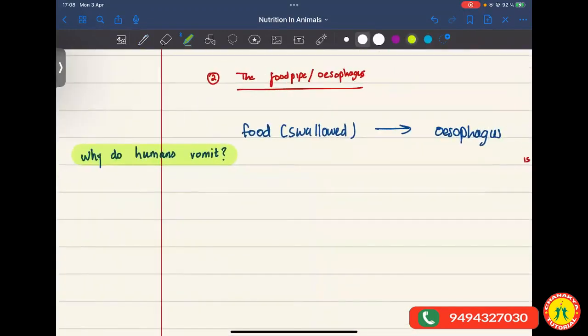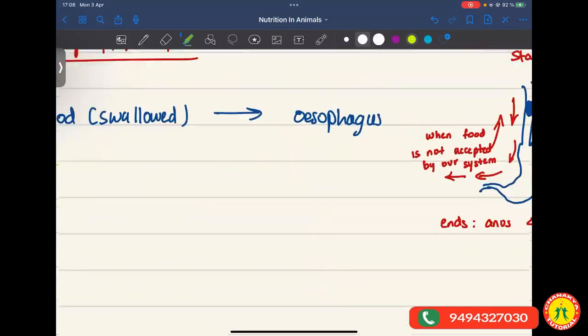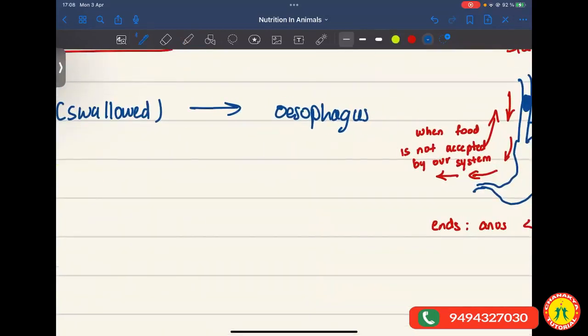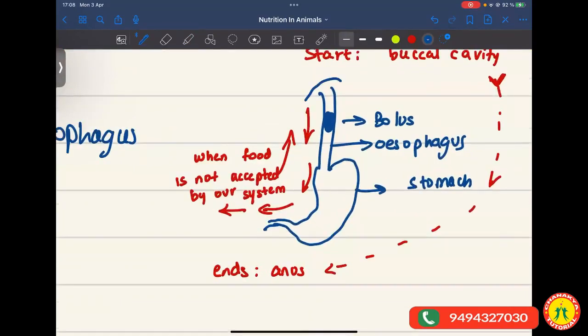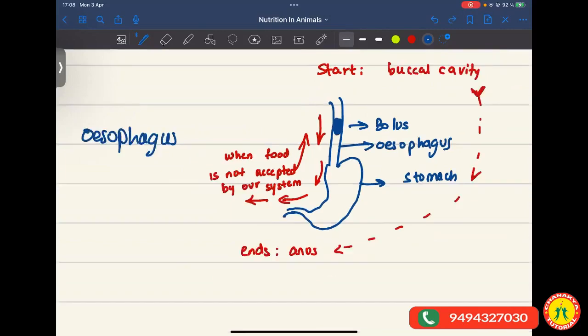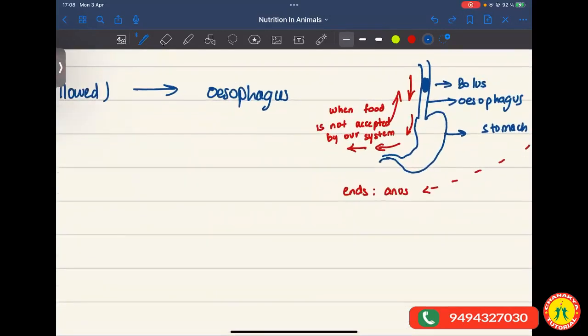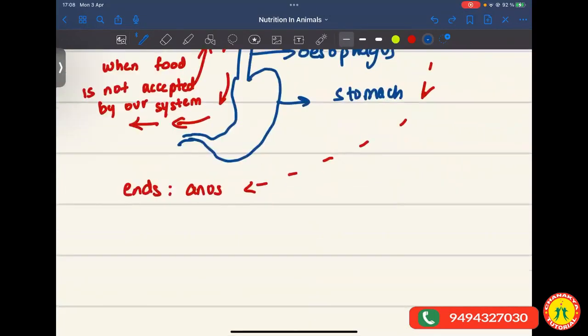Okay, so this will be one of your homework questions. You are going to find out why human beings vomit. All right. So now we have spoken about the buccal cavity and all the flexible movements that take place by the alimentary canal from the throat to the stomach. Now we are going to talk in detail about the stomach.